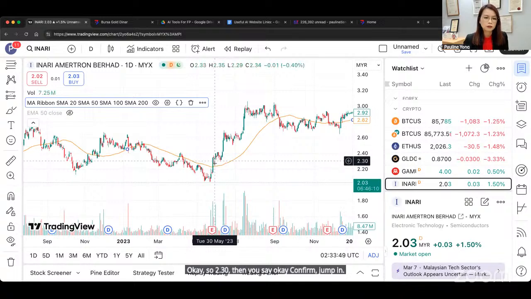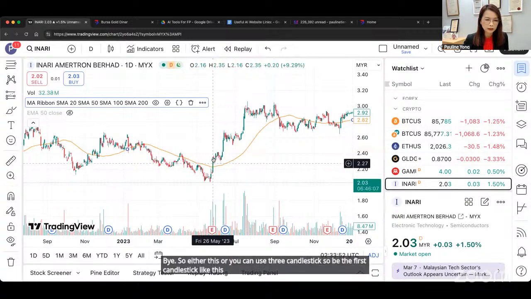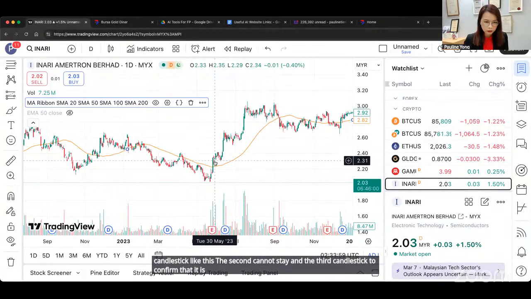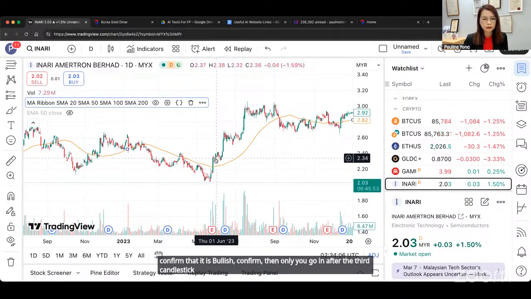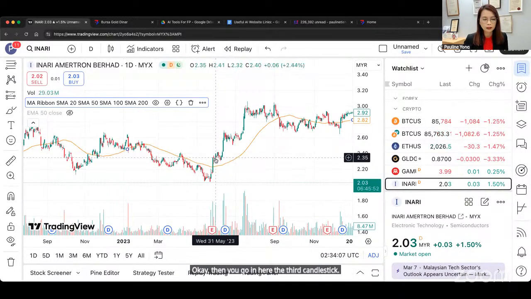Either this or you can use 3 candlesticks. So there will be the first candlestick like this, the second candlestick, and the third candlestick to confirm that it is bullish. Confirmed, then only you go in after the third candlestick. Then you go in here, after the third candlestick. So that is called confirmation.